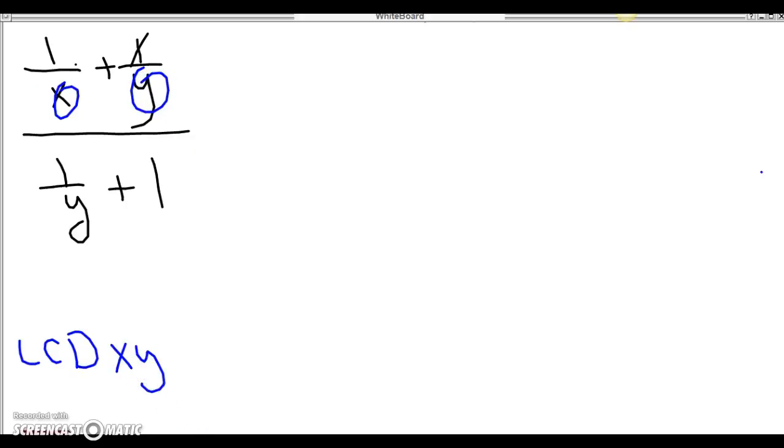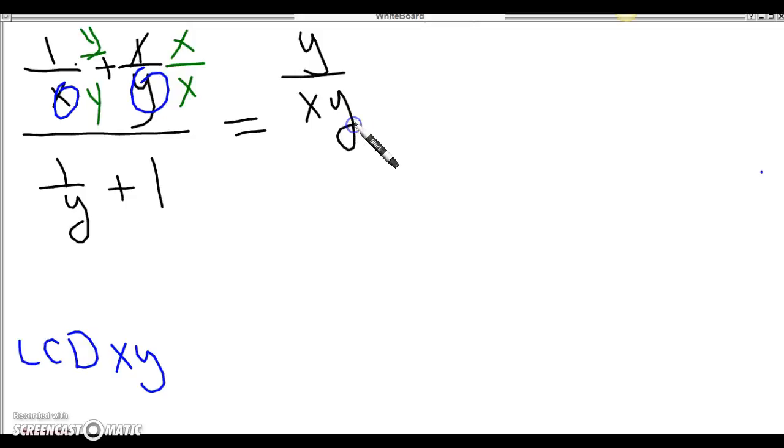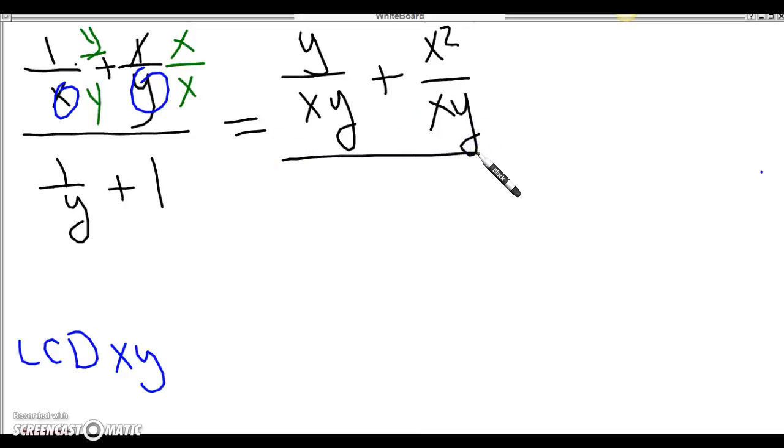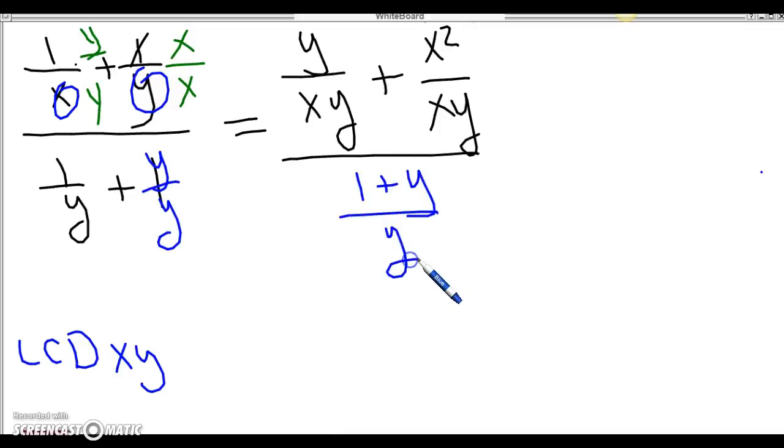So in order to make it xy, I'm going to multiply this one by y at the bottom and y at the top, and this one by x at the bottom and x at the top, because remember, I have to multiply by 1, and I want it to both have xy. So when I do that, I get y over xy plus x squared over xy. Now my denominator, I'm going to just kind of cheat here. I know 1 is really y over y. So I can add that now and I get 1 plus y over y.